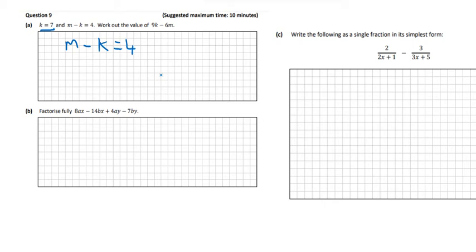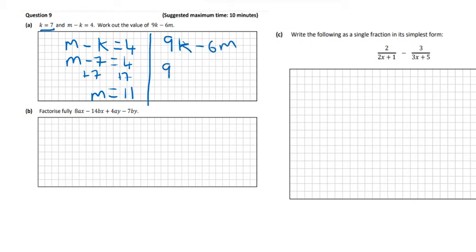So if I put in a 7 instead of the k in here, m minus 7 has to be equal to 4. So if m minus 7 equals 4, we add 7. And then m is 4 plus 7, which is 11. So we know that m is 11 then. So now you know m is 11 and you know k is 7. So you can put them into 9k minus 6m.